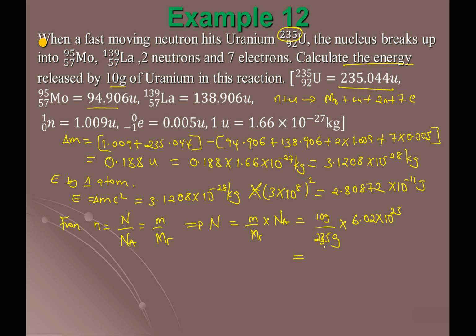So this is giving me a total number of atoms of 2.562 times 10 to the power of 23 atoms. So this is the number of atoms. But remember, the energy released by one atom was equal to this. So let's find the total energy released.